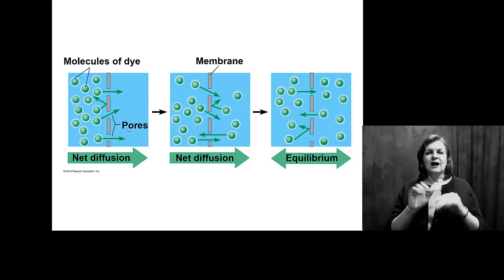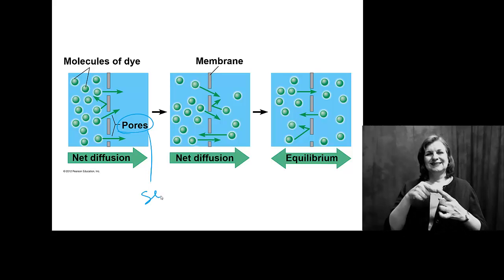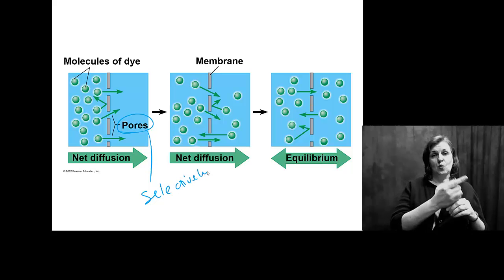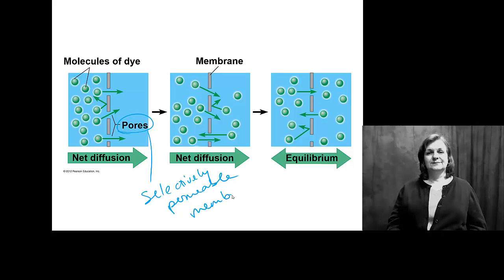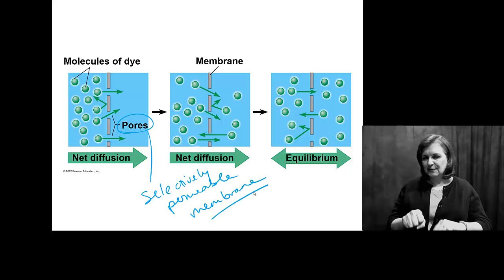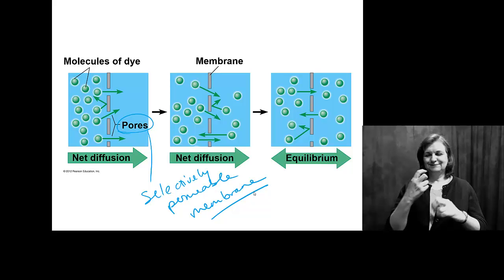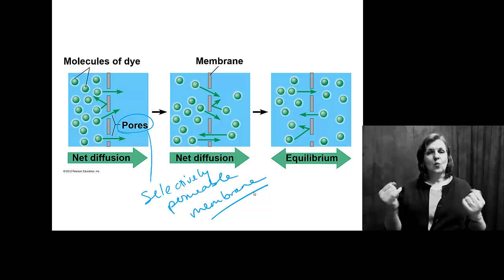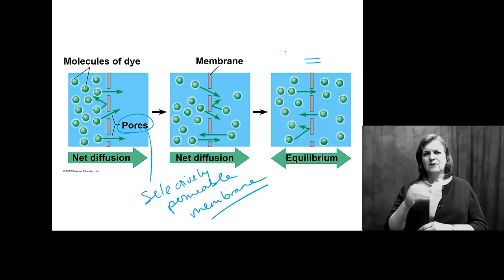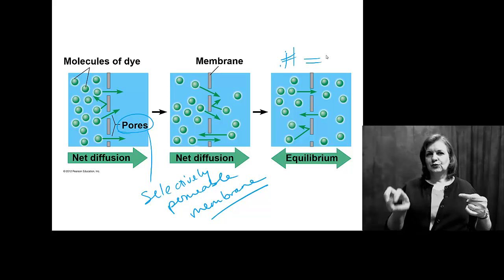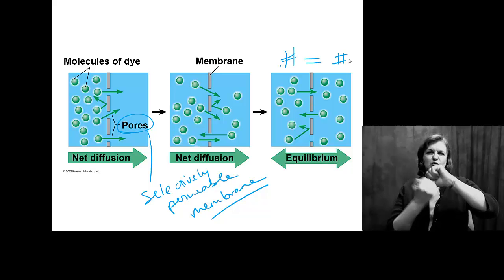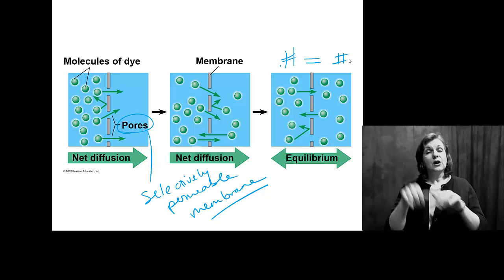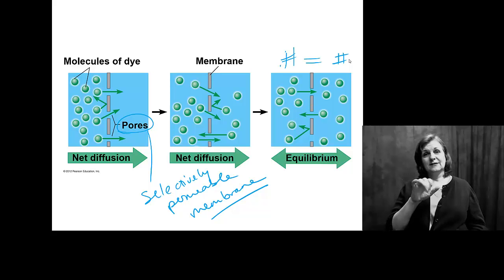So in this case, these pores represent the selectively permeable membrane of the cell. And with that, we look at the random movement of these molecules and eventually this diffusion across this membrane until you reach the same number on one side as the other. Now, in a natural biological system, this is going to be relatively hard to maintain, but they're going to try really, really hard to do it.